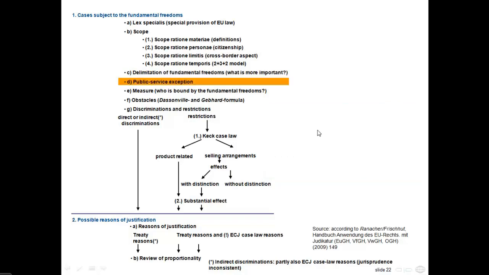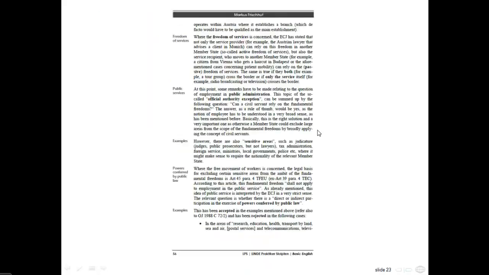The public service exception. As we have seen, the definition of a worker is as wide as possible. Consequently, also civil servants fall under this definition. Therefore, citizens from another member state could apply for such a job, even in certain sensitive areas. At this stage, the public service exception comes in. It exempts this sensitive field from the scope of the fundamental freedoms. Therefore, certain sensitive jobs can be reserved for nationals only. In the course manual, you can find some examples of such sensitive areas.